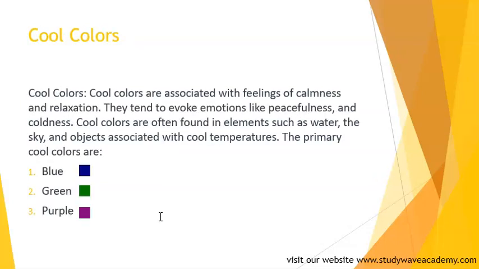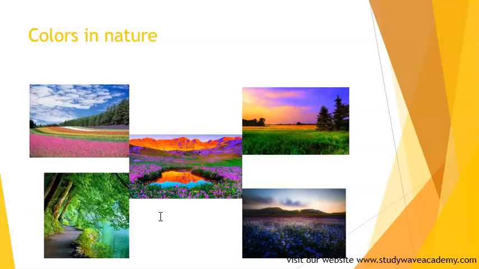Good. Then we also have cool colors. They give us the feeling of calmness and relaxation. We said that, right? And the colors are blue, green, and purple. We can identify color blue, we can identify color green, and we can identify color purple, right? Yes, we can. Then we have colors in nature. Take a walk and look around nature. You will see different colors, okay?